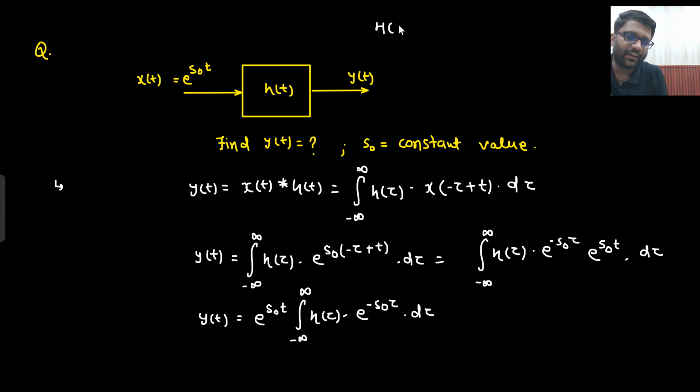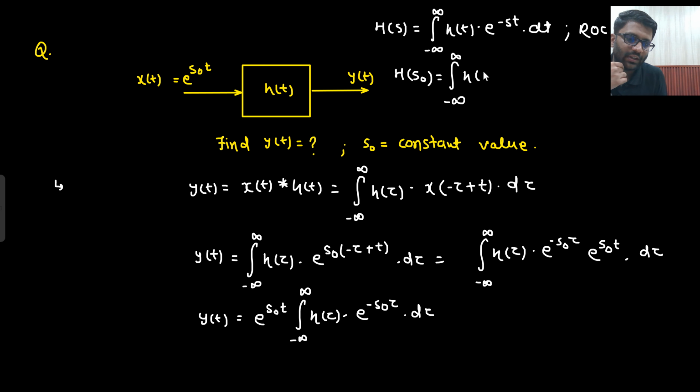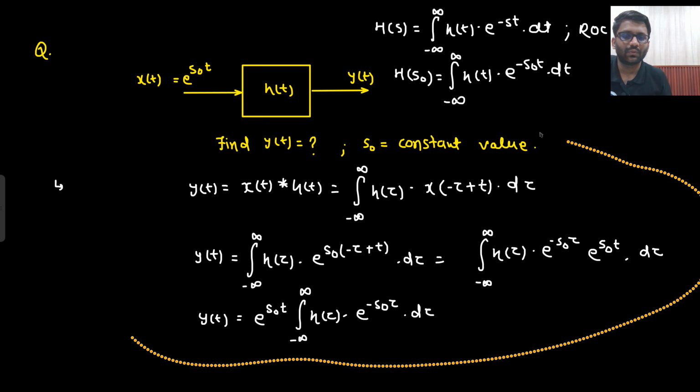Now, how do you define your Laplace transform? H of s: if I need to define H(s), how will I define it? Minus infinity to infinity h(t) e to the power minus s t, dt, for a particular region of convergence. Now, if I ask you what is the value of H(s naught), that would be h(t) e to the power minus s naught t, dt. Can I change the variable from t to tau? I am just replacing t with tau. Surely I can do it.